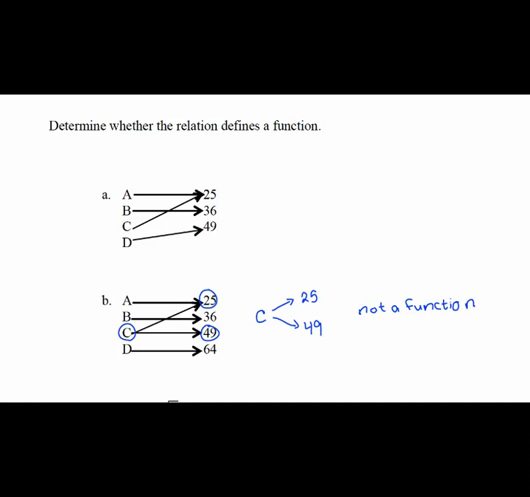If we now look at example A, we can see that here each input corresponds to exactly one output because we have only one arrow coming out of each input. It's true that there are two arrows going in to the number 25, but two arrows going to one output is not a problem. An output can have more than one input, but each input must have only one output. So example A, the relation does represent a function, and in example B, the relation does not.